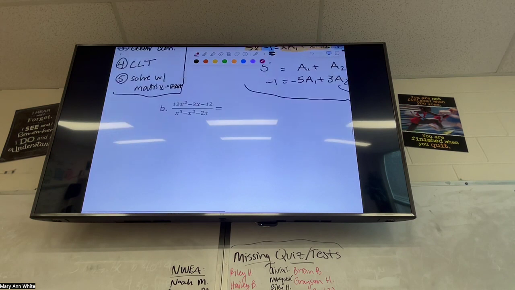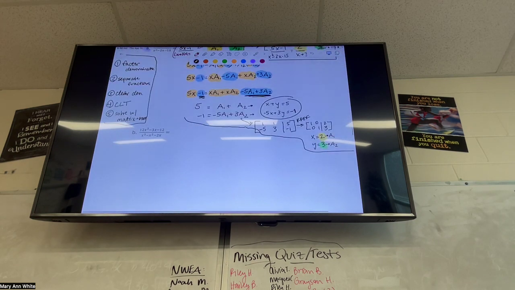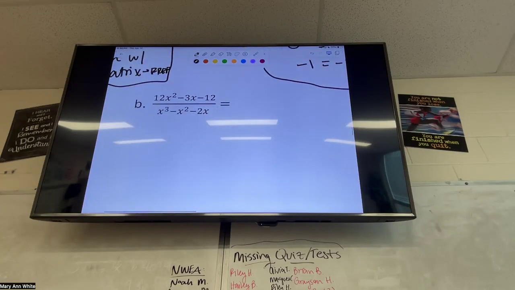Okay, so what was the first rule that we said? What do we want to do first? Factor the denominator, right? So the numerator stays the same. You don't have to break that apart. It's fine as is. We're going to factor the denominator. What can I do first with that denominator? Take out an x. Good. So I'm going to take that x out, and then I will factor that like a quadratic, like we're used to.